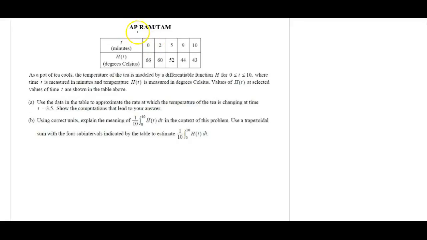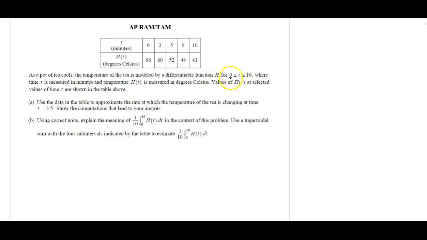Alright, we're going to look at AP Rectangular Approximation Method and Trapezoidal Approximation Method problems. So in these problems, we're often given a table of values. So here I'm given this table where t is in minutes, and I have this function h of t in degrees Celsius. And I'm told that as a pot of tea cools, the temperature of that tea is modeled by a differentiable function h, for times between 0 and 10.